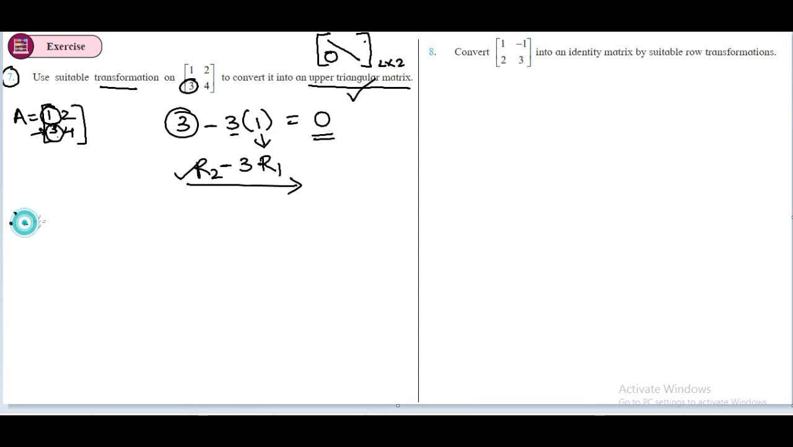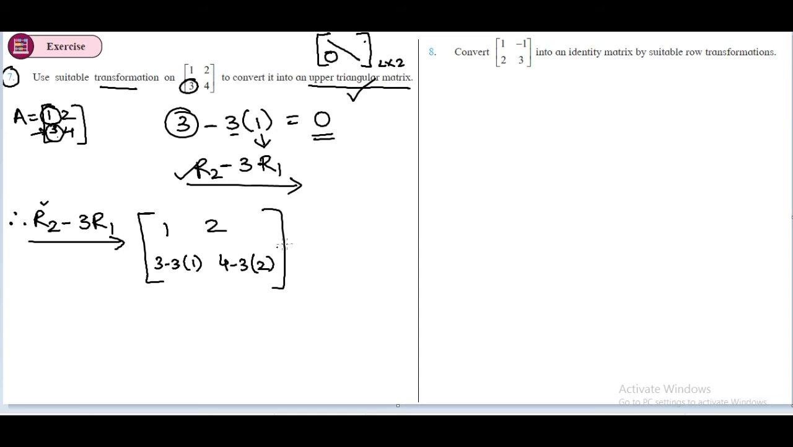So if I apply R2 minus 3R1 to my original matrix, I'll get a new matrix. There is no change in the first row, right? So that will be 1, 2. Now here we will have changes in R2. What are those changes? That is 3 minus 3 into 1, and the next is 4 minus 3 into 2. So that will give me 1, 2, 0, 4 minus 6, that is minus 2.